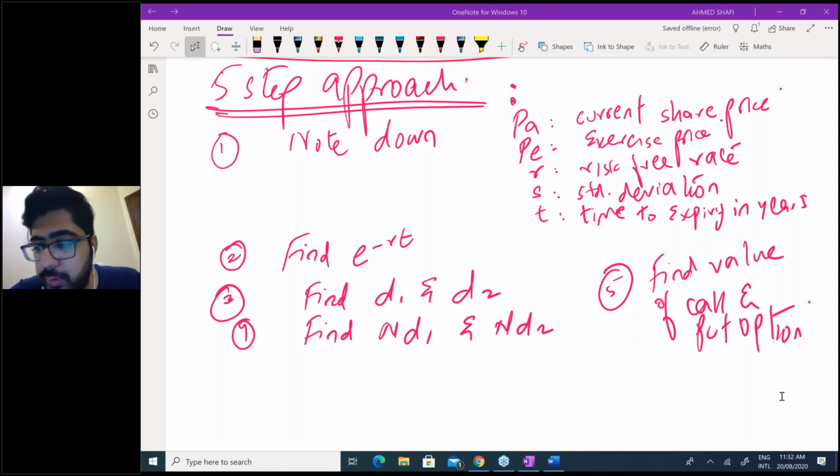Okay, now the thing that I want to tell you is the first step: you need to note the current share price, the exercise price, the risk-free rate, the standard deviation, and the time to expiry in years. These 5 things are likely to be provided in the question. All these are provided in the question.